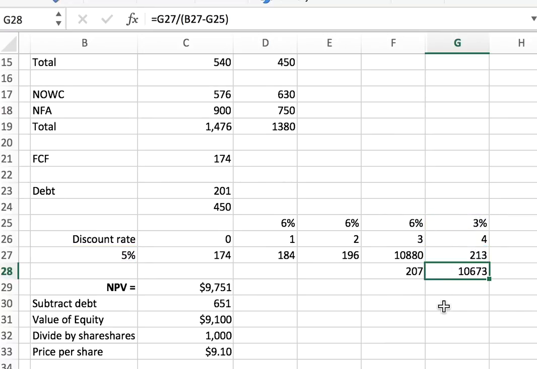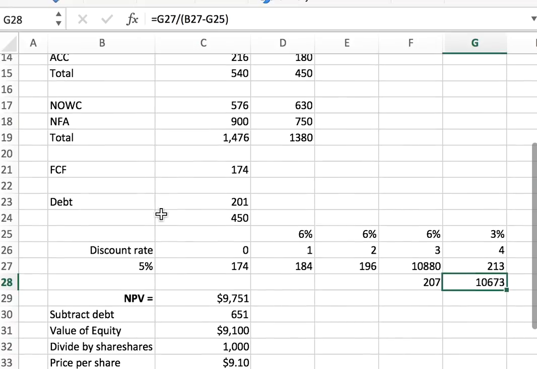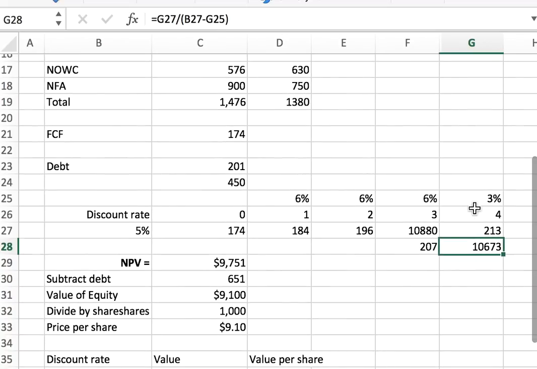And so that calculation comes out to 10,673. And since this is in millions, the 10,673 would be read $10.6 billion. So the firm's cash flow from the end of year 3 forward is worth $10.673 billion. Now we need to discount all this back to find out what it's worth today.